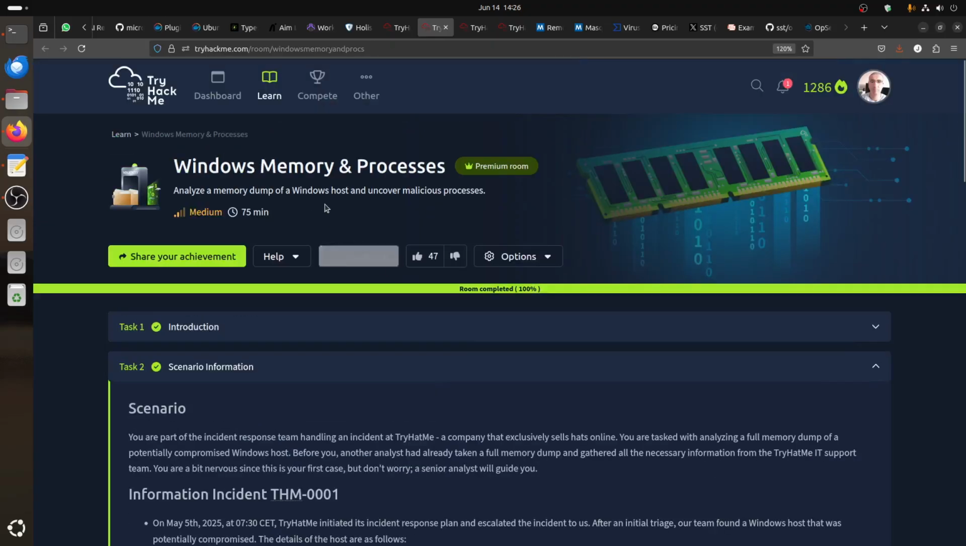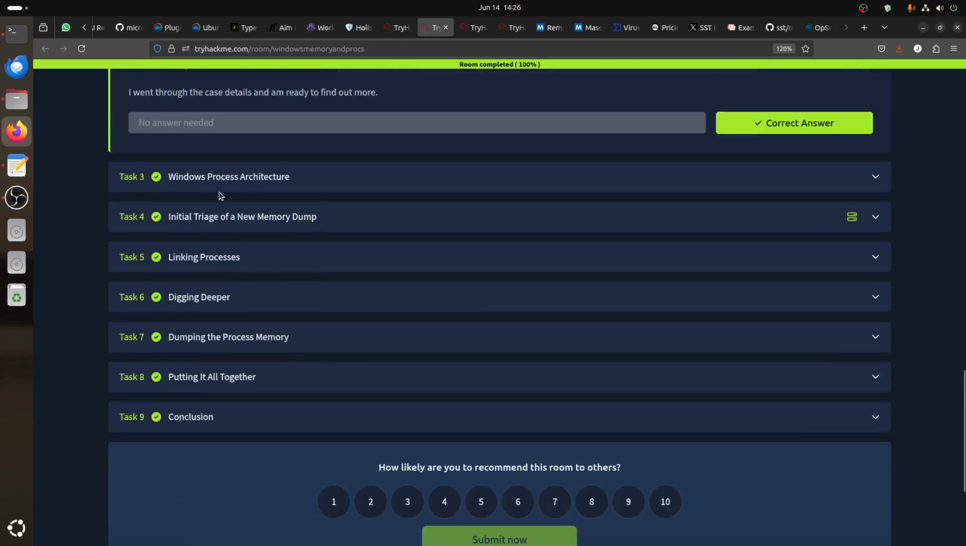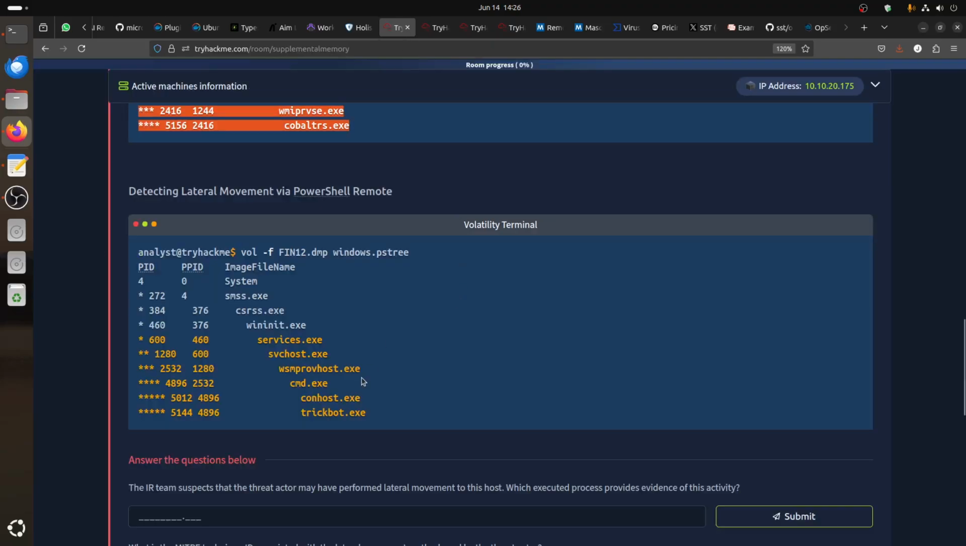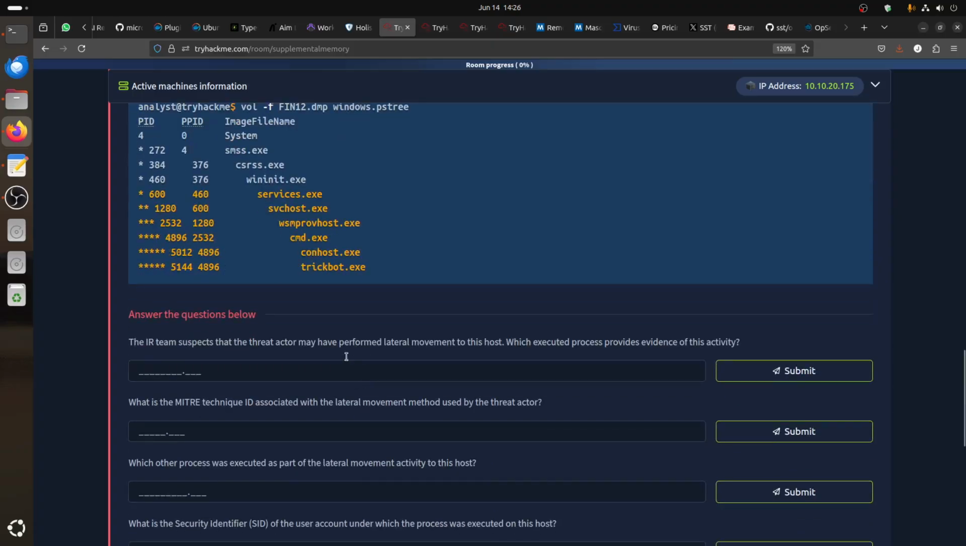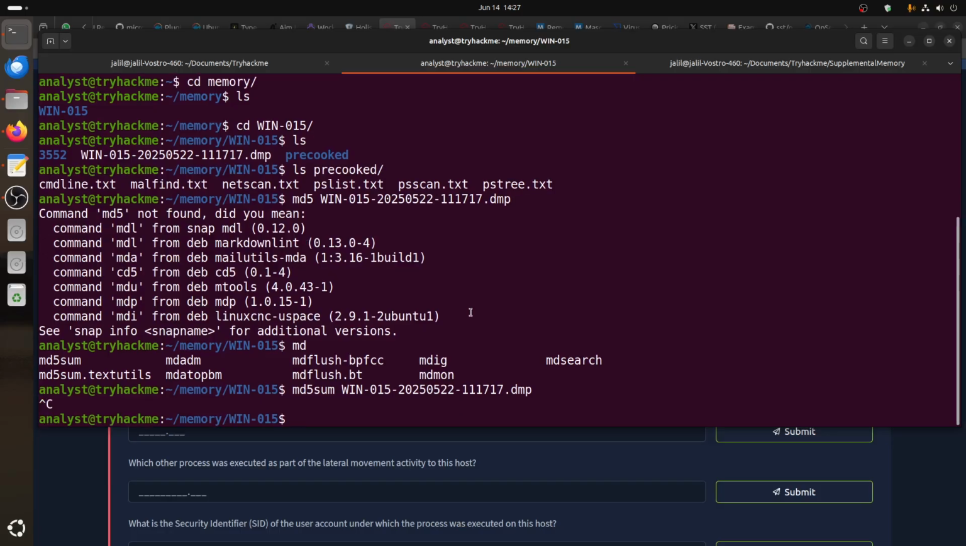If you want more, you can go to the room Windows memory and processes. They talk in detail about it there, Windows process architecture and how to do all of that. So this is more of a practice now. They only give us a hint of pstree. Now I won't waste time on the MD5, we know it's there.